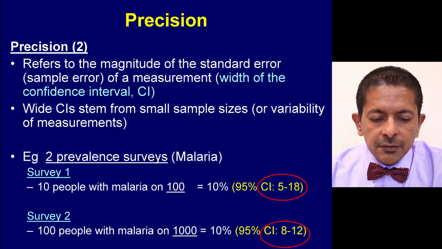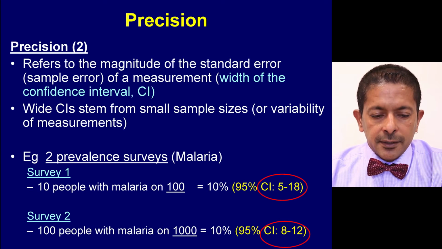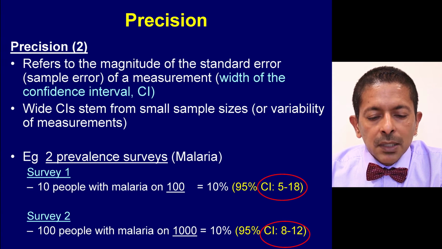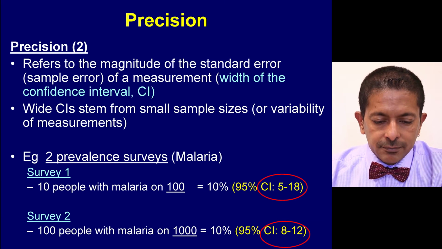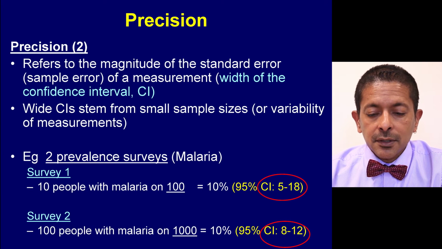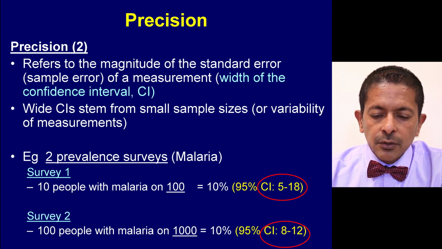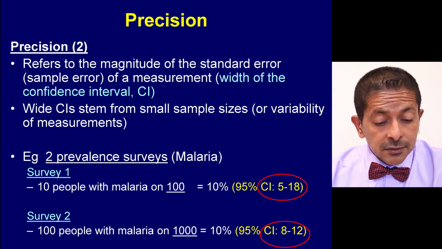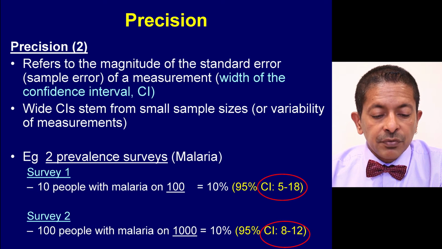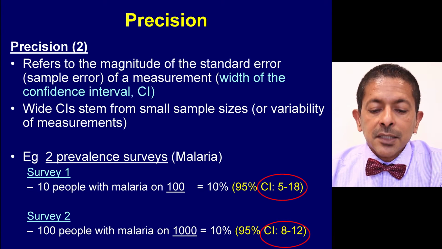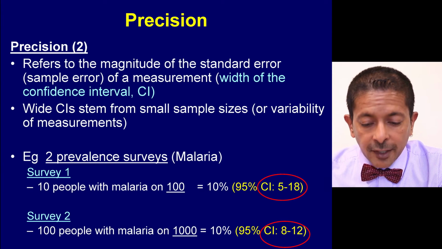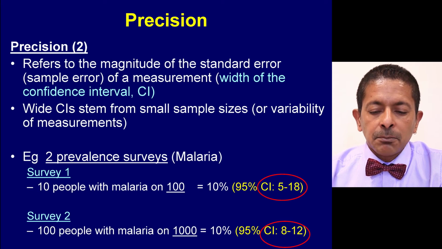Let us consider that we've done 2 prevalence surveys for malaria. And in the first survey, we found 10 people with malaria on a sample of 100. That's 10 divided by 100, which is 10%. And the 95% confidence interval for that parameter would be 5 to 18%. We run a second survey on the same population, but this time we find 100 people with malaria, but our sample size was much bigger. It's 1,000 people. The prevalence we find for malaria is exactly the same, 10%.